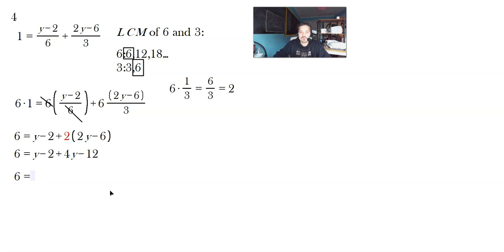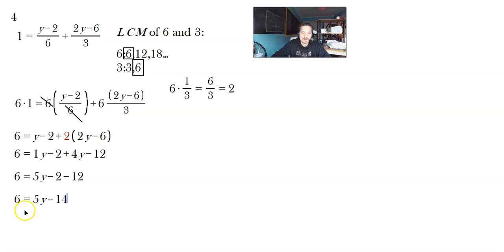Well, let's gather up the y's on the right side. So you have a y positive and a y negative. That's going to give you a 5y, and then you have minus 2 minus 12. So I took this y, this is 1y. So 1y plus 4y is 5y. Then you have the negative 2 with the negative 12 left over. Negative 12. So then that's going to give you here 6 is equal to 5y minus 14. Because negative 2 minus 12 is negative 14.